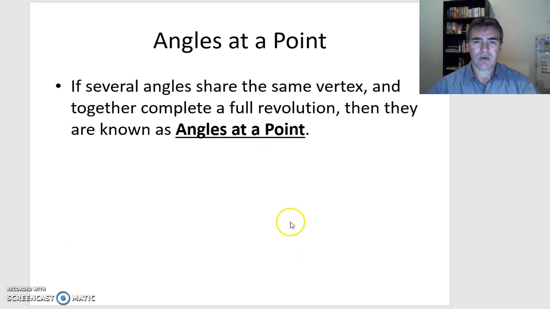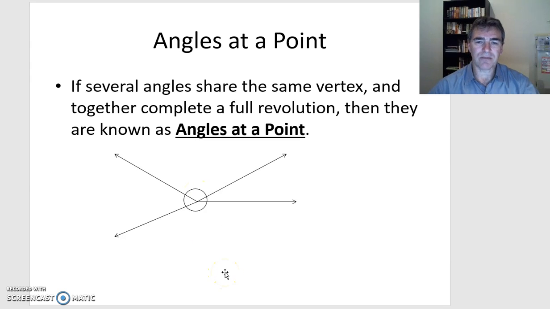So let's go on and have a look at what we call angles at a point. Well, if we have several angles, in fact it could be as small as two angles, and they share the same vertex, and together they complete a full revolution. That means they go all the way around. Well, they're known as angles at a point. So let's have a look at a diagram.